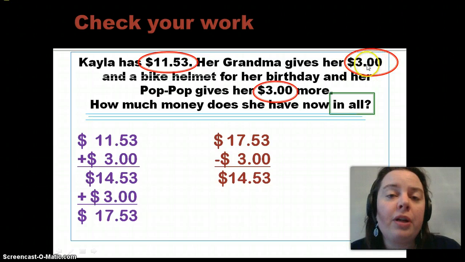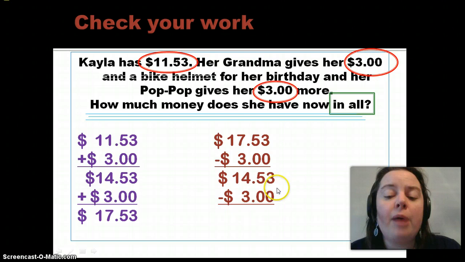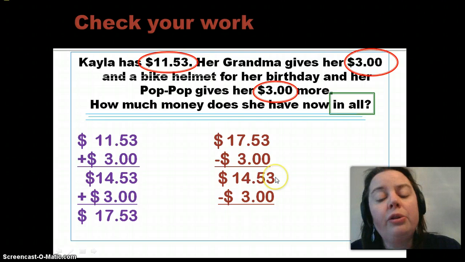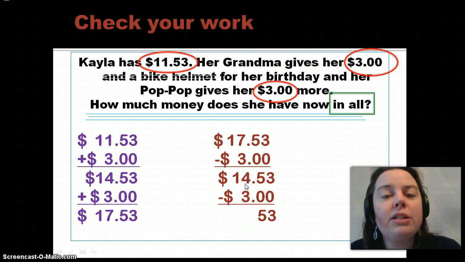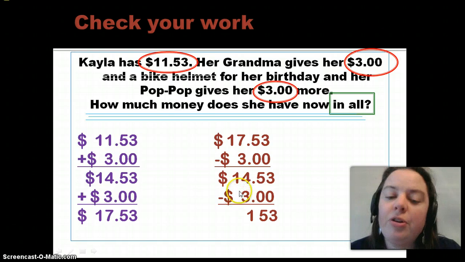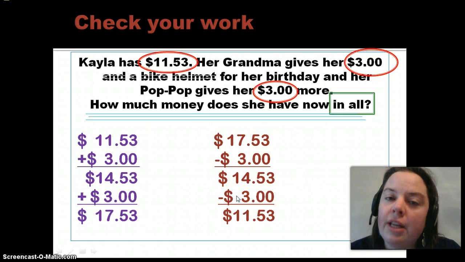Now we have another $3 to subtract. So now we're going to subtract the $3 that Grandma gave her. So set up our problem. Again, we make sure our decimal points are lined up, so we're subtracting the right numbers from the right numbers. We're going to start over on the right-hand side like we always do for math. 3 minus 0 is 3. 5 minus 0 is 5. 4 minus 3 is 1. And 1 minus, there's not a number, so it's a 0. Good. 1 minus 0 is 1. And again, money, so we need our dollar sign and decimal point.